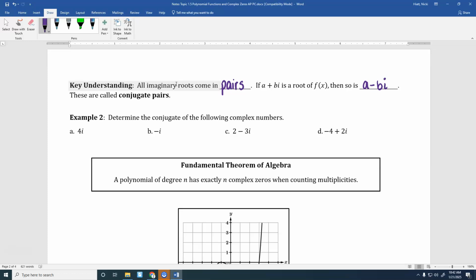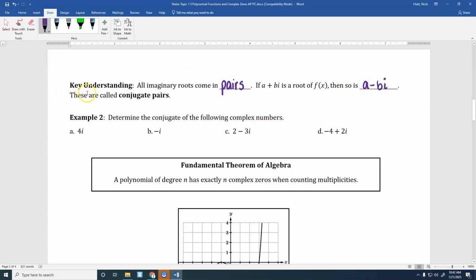Okay, so whenever we are given a root, they do this a ton. They'll only give you one of the imaginary roots. Essentially, what happens is the I part changes its sign. The A part, the part without an I, does not change its sign. Okay, only the I part changes its sign. So if we look at example A, it says determine the conjugate of the following complex numbers.